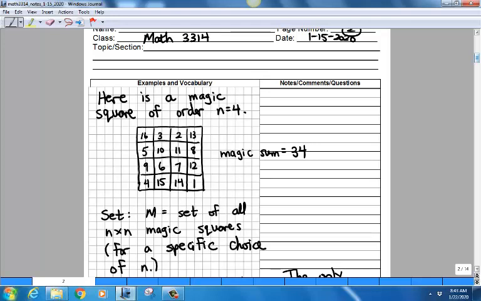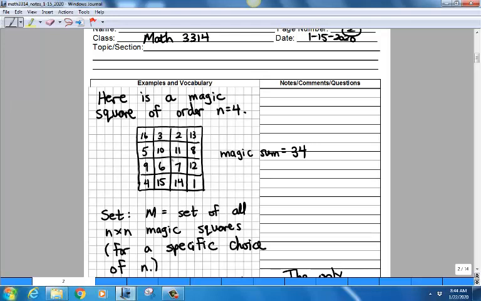Okay, so here's a magic square of order 4. To verify this, we would have to add up all the rows, all the columns, and each of the 2 diagonals. I'm not going to do that, but the book says that's a magic square of order 4, because it's 4 by 4, and we filled it up with the numbers 1 to 4 squared, 1 to 16.